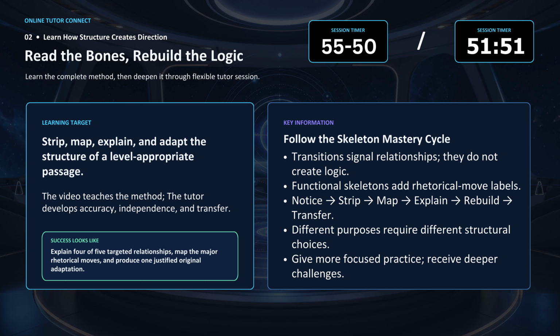The sixth action is transfer. At this stage, you determine whether the skeleton fits a different audience, genre, discipline, or purpose. You are not expected to copy every structure. Sometimes the strongest choice is to adapt or reject it.